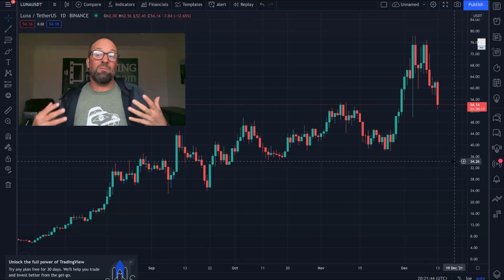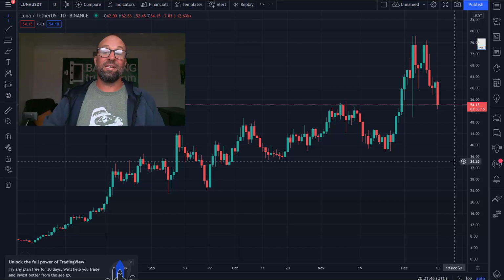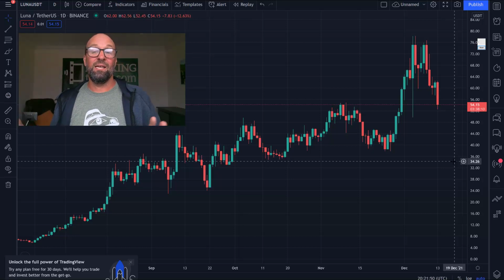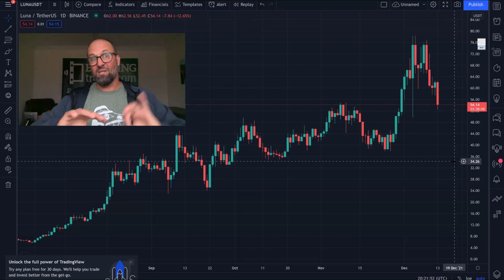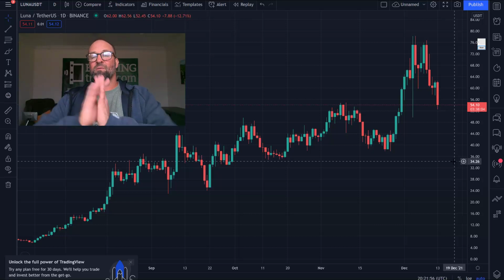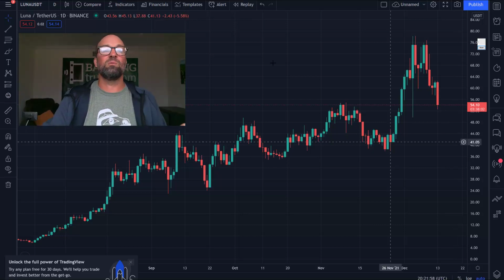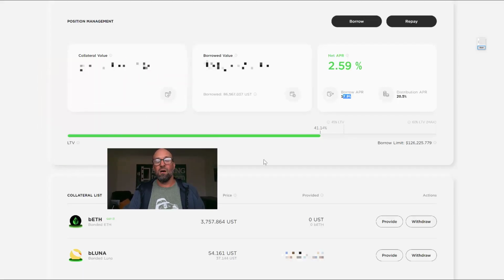If I have to buy the Luna, transfer it to Terra Station, bond it, swap it for bonded Luna, which, by the way, will be a separate video talking about swapping from Luna to bonded Luna and some arbitrage plays there, and then post that back as collateral on Anchor to bring this down. The other thing that can help is the price of Luna. If the price goes up, then this number goes down.